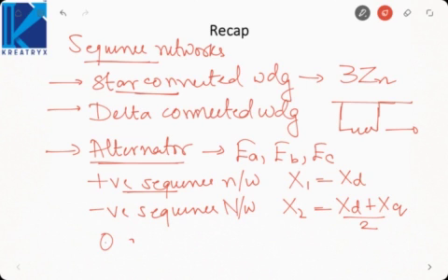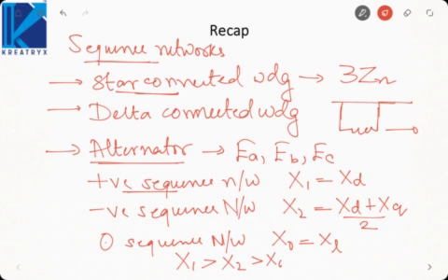Then we saw zero sequence network. There we saw that all the three MMFs were equal and aligned at 120 degree with respect to each other. So their resultant was 0 and hence they did not produce any armature reaction. So zero sequence reactance came out to be equal to leakage. And we saw the order was x1 greater than x2 greater than x0. This was the order of the sequence impedances of an alternator.